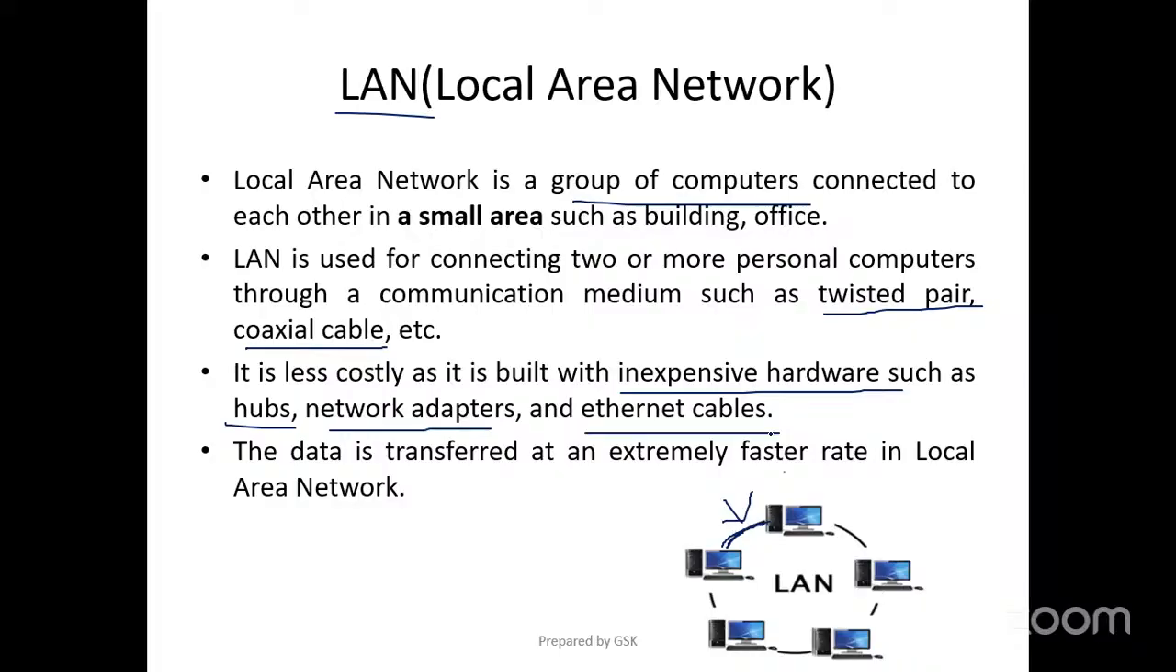And the data is transferred at an extremely faster rate in a local area network. Okay. So when the computer systems are connected with LAN, the data can be transferred very fast. Suppose you want to transfer a file from one computer to another computer with a wireless mechanism and with a wired mechanism. In this case, the wired mechanism uses LAN, let us assume, and that takes less time to transfer the data.